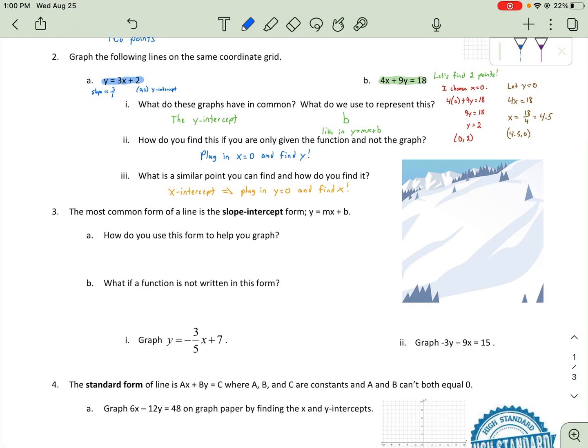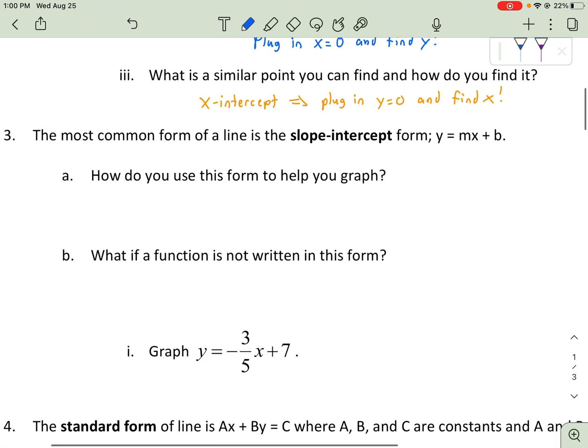How to use this form to help you graph? Well, that's what I already did on 2a. So I'm just going to say C number 2a, because that's what I did.